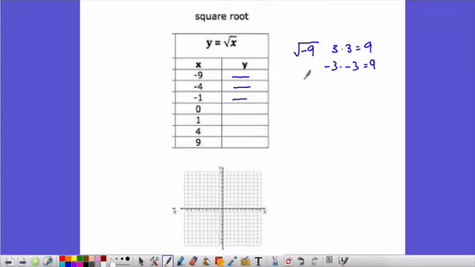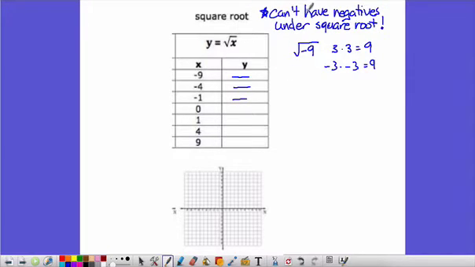So for now, we can't have negatives under the square root. Now, that's not going to be forever. You're going to move on in math and find out there's such things as imaginary numbers, and that's allowed. But for what we're doing, because we want to graph them and we can't graph imaginary numbers on this coordinate plane, there can't be any negatives under the square root. I'd write a little note to yourself on your piece of paper to make sure that you remember that.